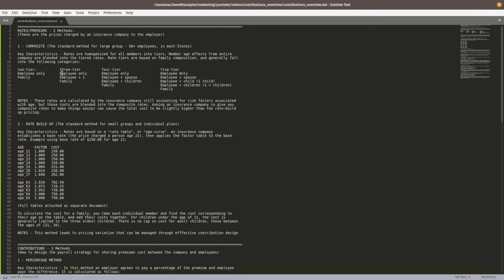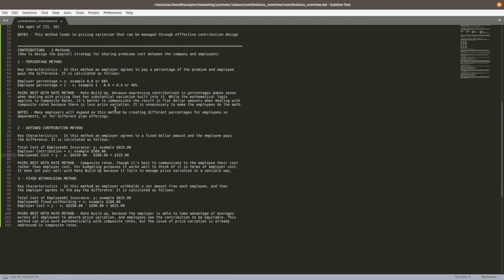But the only thing I would suggest is if you're going to design your budget around that concept, that's one thing. If you're going to communicate rates to an employee, make sure you communicate to the employee their cost. Don't communicate to them either percentages in a composite rating. Don't look at the employee and say, we pay $800. Look at the employee and say, you pay $325. That's a better way to communicate the information.